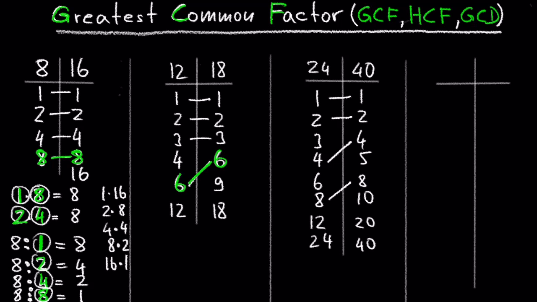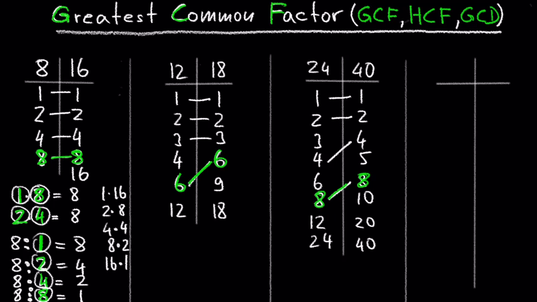And the last step is to choose the greatest common factor, which is 8. So the GCF of 24 and 40 is 8.